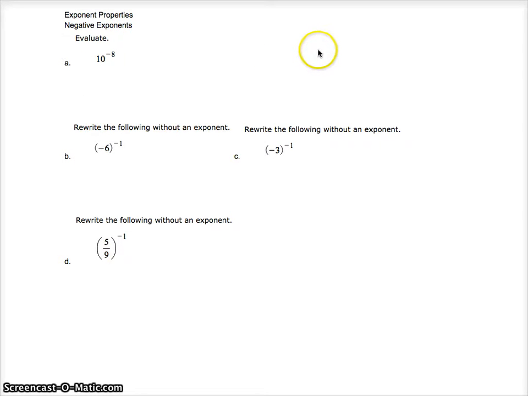In the rule, if we have any a to the negative n, we need to rewrite it as 1 over a to the n. A to the negative n is repeated division, so we write it as division that we're going to repeat over and over again. So 10 to the negative 8 becomes 1 over 10 to the positive 8, and then I can evaluate it. It becomes 1 over 100 million.